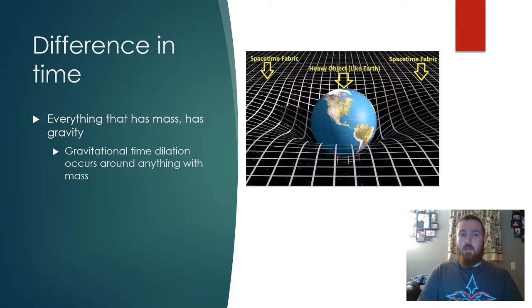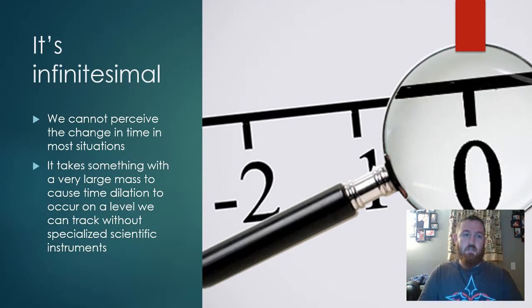So everything that has mass has gravity, like we mentioned earlier. And gravitational time dilation occurs around anything that has gravity, or another way to say that is anything with mass is going to have time dilation. But like I said, the amount is extremely small that we can't really perceive it on a scale that means anything. It takes something with very large mass to cause dilation to occur at a level that we can track without any specialized scientific instruments.